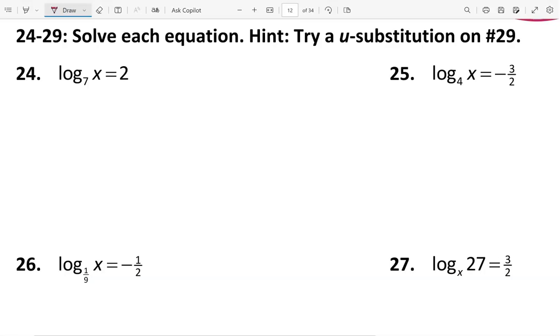In 24 through 29, we're asked to solve each equation for x, which is now not the exponent in many cases. So the thing that we're going to need to keep in mind when we get to number 29 is we're going to use that hint and try a use substitution.